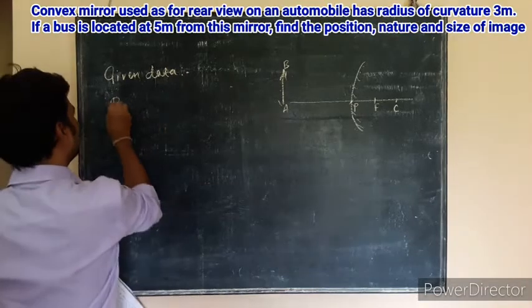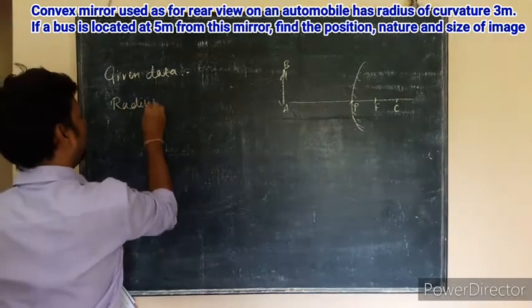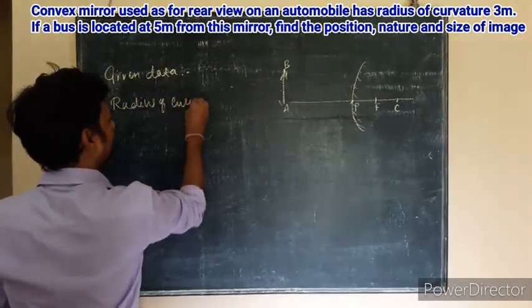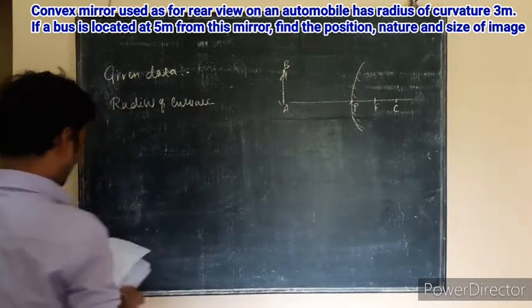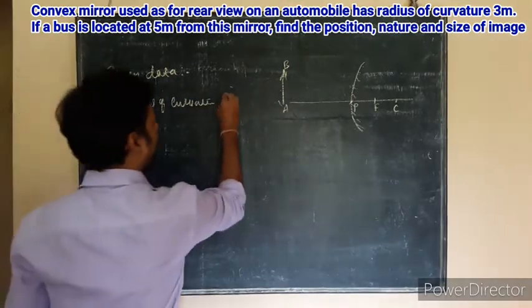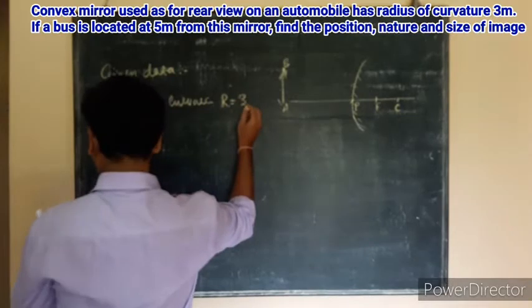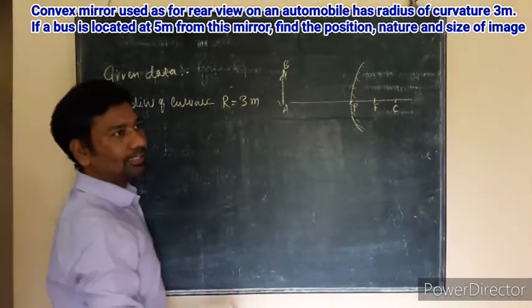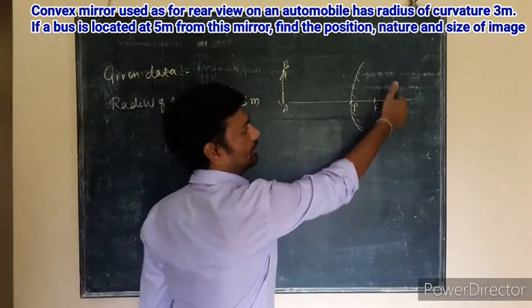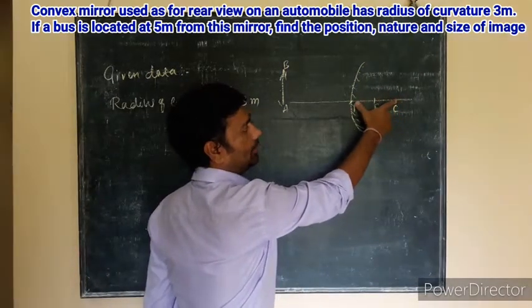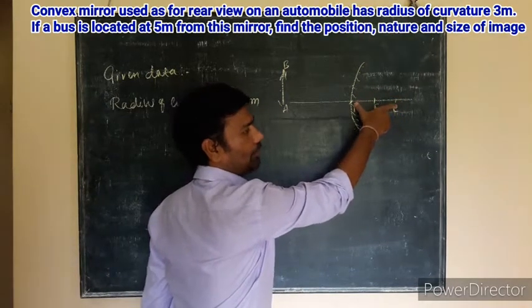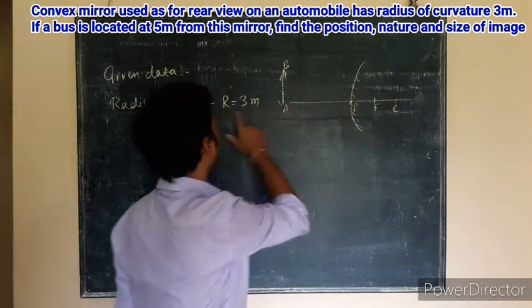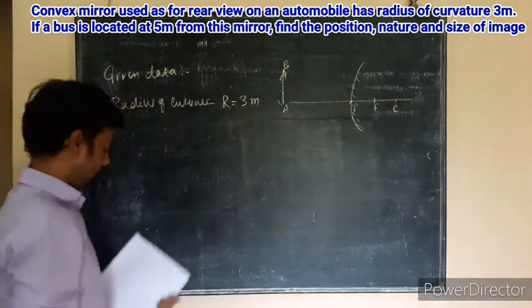The radius of curvature, R, is 3 meter. Why have I taken it as positive? Where exactly will you get the radius of curvature? Radius means here. From the center of curvature to the pole, we get the radius of curvature R. That's why it is taken as positive.